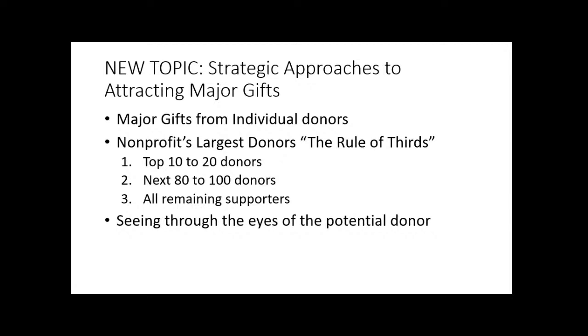So let me describe that for you, and you can see it on the slide: the top 10 to 20 donors give 1/3 of the organization's receipts and contributions. 1/3. So if you think about that, in most nonprofit organizations, 10 to 20 people are giving 1/3 of the money. Don't you think you want to build a relationship with those people? Of course you do. Now, the next third is given by the next 80 to 100 donors.